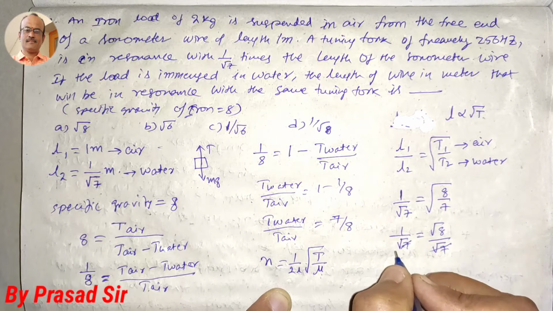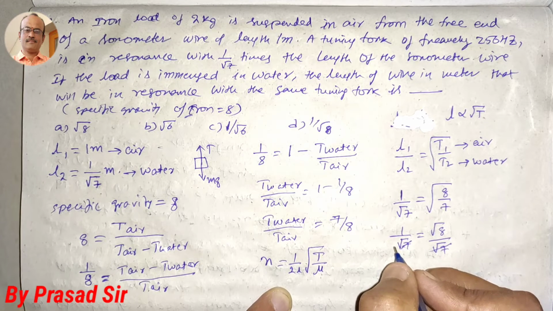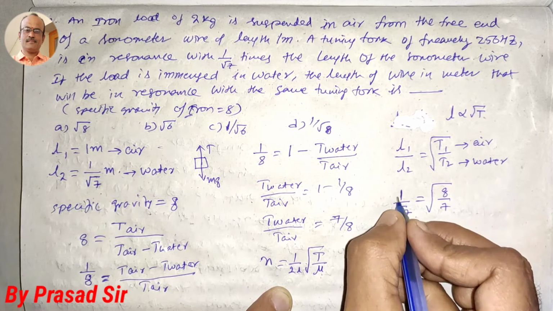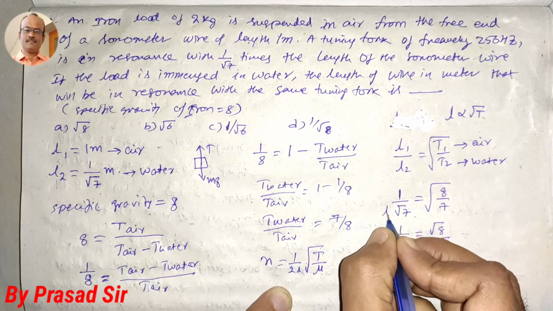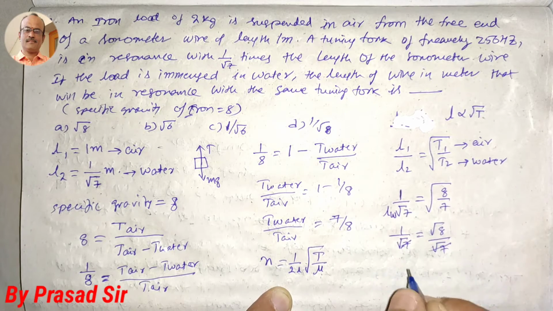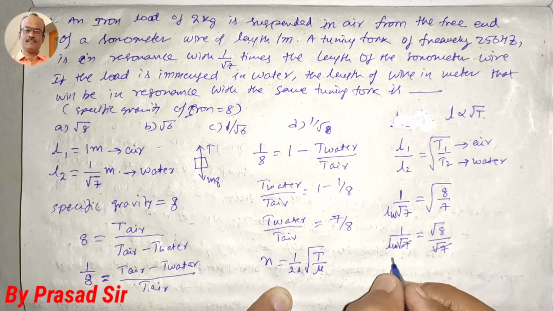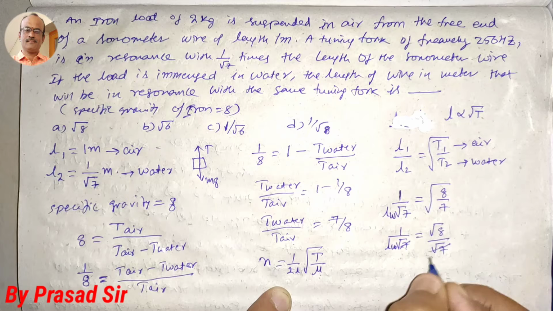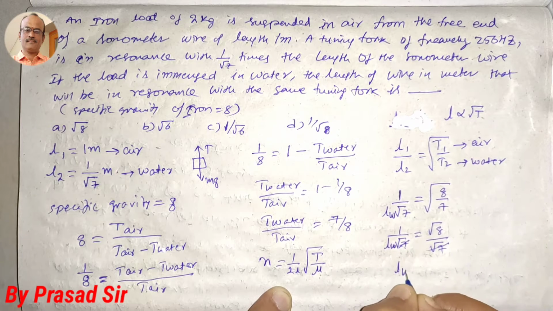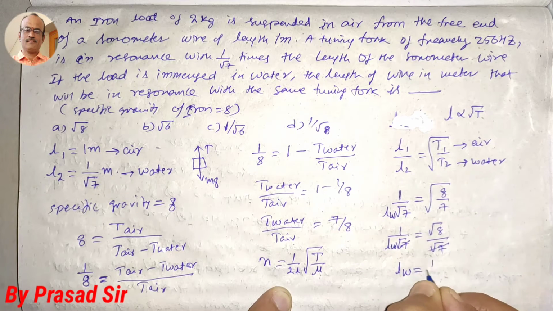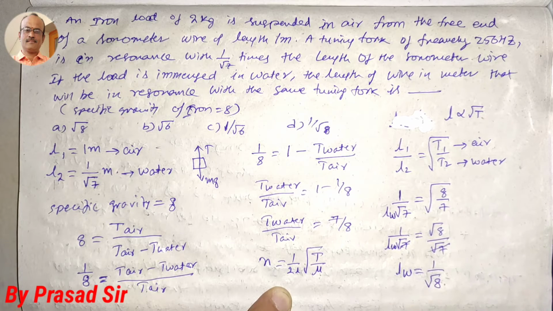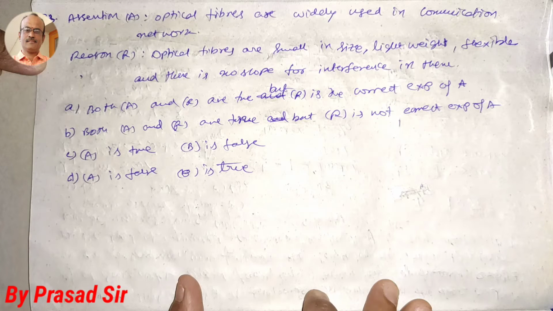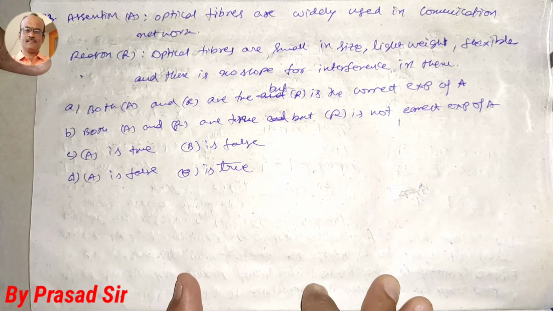Here both are cancelled, but one thing we have to remember in this case. This is length in air, that is 1, but here it is length in water, and here length in water is root 7 times. So root 7 cancels, and length in water is equal to 1 by root 8 times. So which option is correct here? Option D is correct. Now the question number 23, assertion and reason.